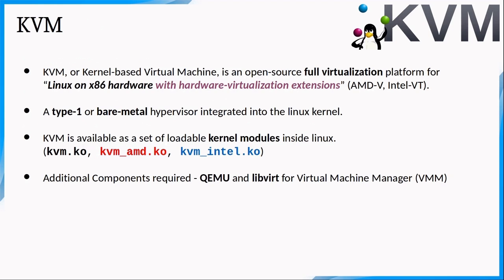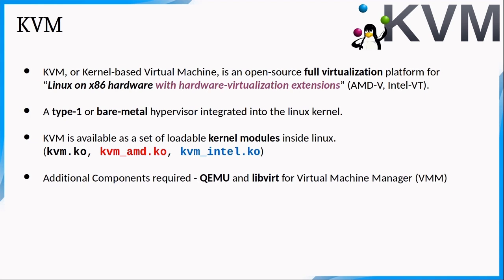KVM, or kernel-based virtual machine, is an open source full virtualization platform for Linux on x86 hardware. The hardware must support the virtualization extensions. Those are AMD-V and Intel VT. KVM is a type 1 hypervisor that is built into the Linux kernel. It is available as a set of loadable kernel modules.